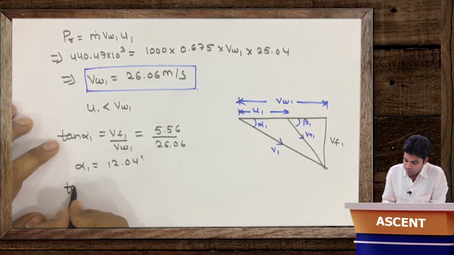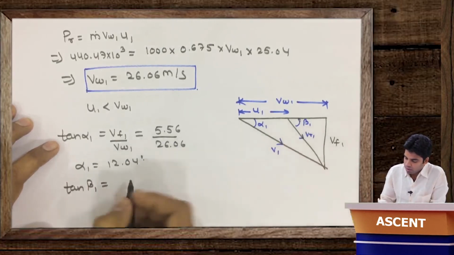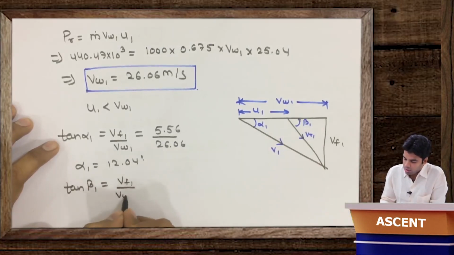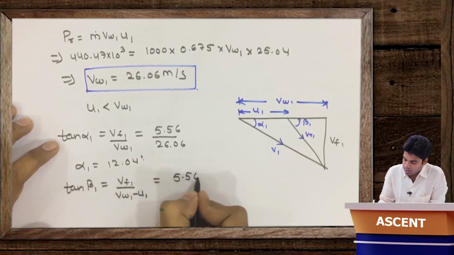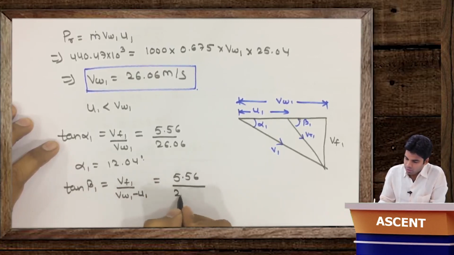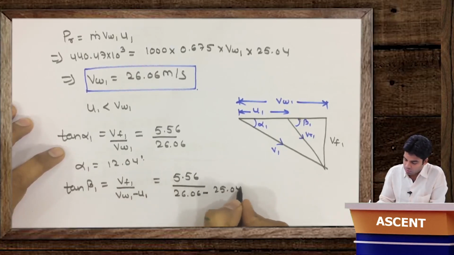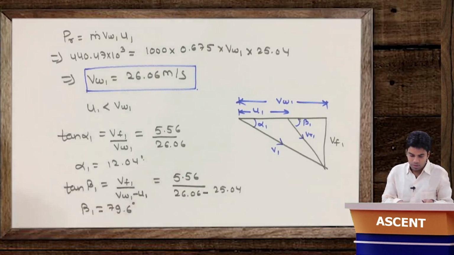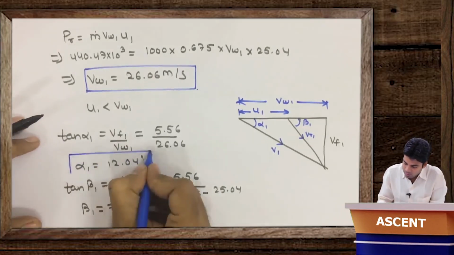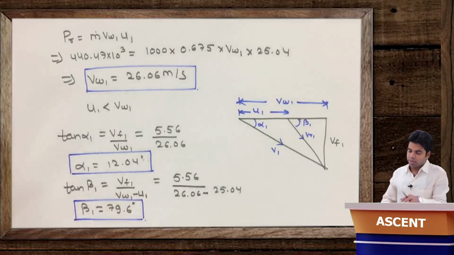Similarly, tan of beta 1, the vane angle, is equal to vf1 divided by vw1 minus u1. So this will be 5.56 divided by 26.06 minus u, which is 25.04. So from here this beta 1 will be equal to 79.6 degree. This is the guide angle at inlet, the blade angle at inlet.